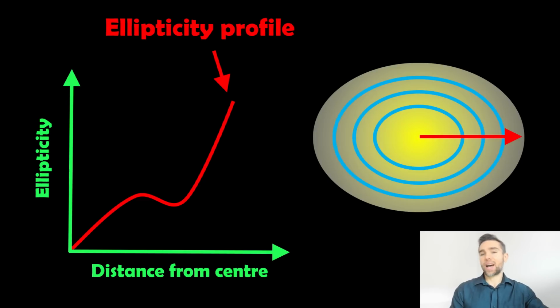My name is Phil and I'm a senior lecturer in astrophysics at the University of Lincoln, and I want to go back to galaxies yet again and also back to elliptical galaxies. But this time around I want to have a look at the ellipticity profile and what that is, how you calculate it and what it actually means for this particular type of galaxy.